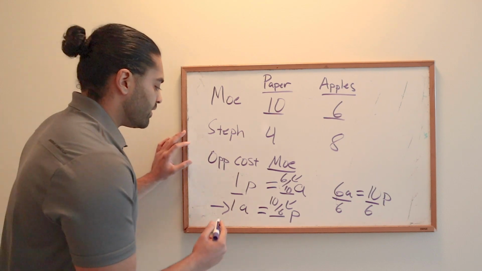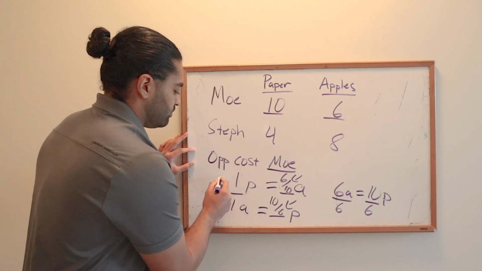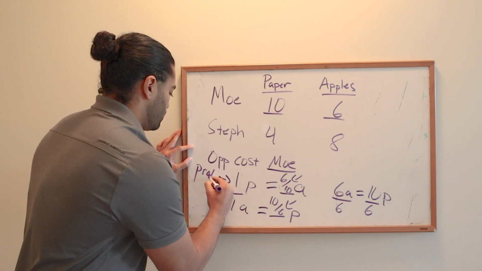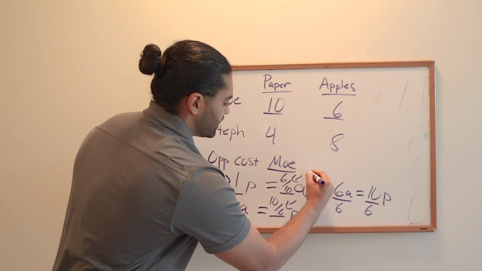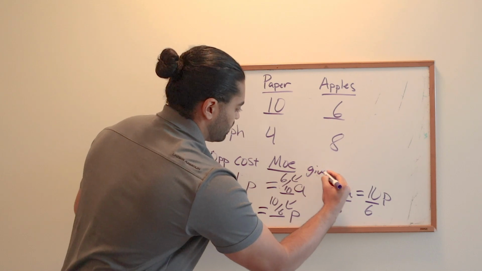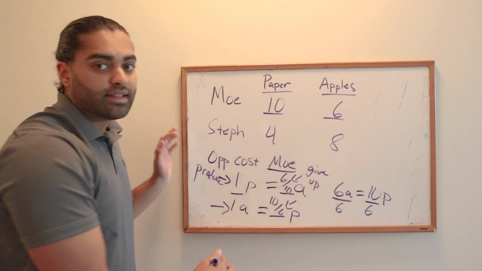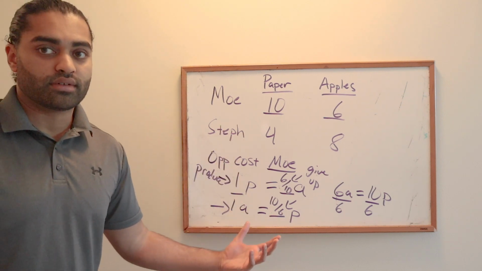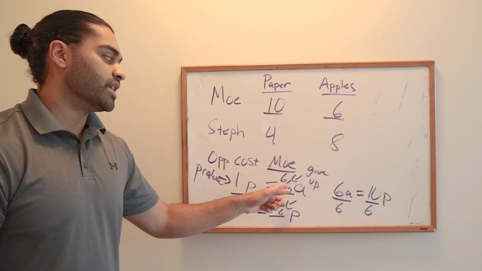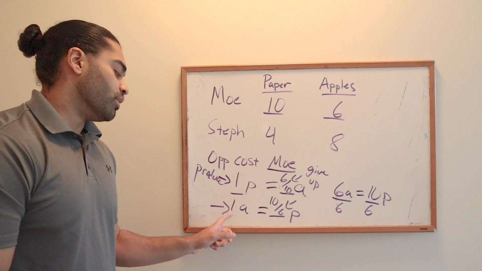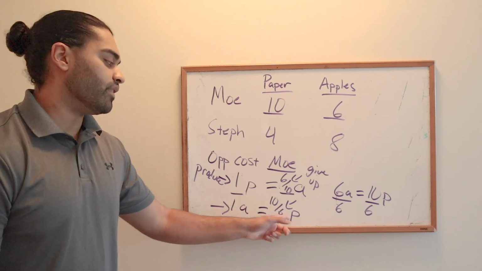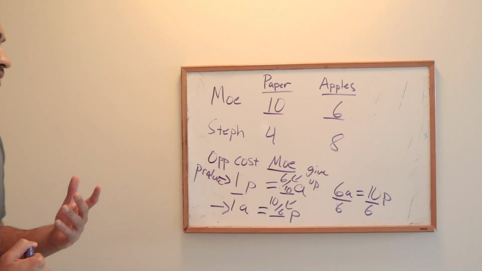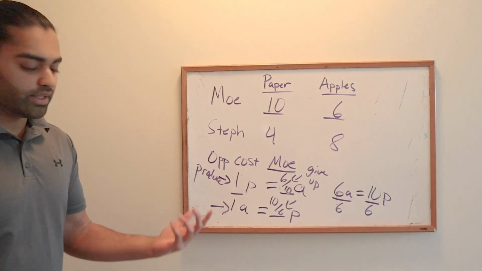So just another reminder, this left-hand side, this is what you produce. This right-hand side, this is what you give up. So this right-hand side, this is your opportunity cost. This left-hand side, this is what you're producing. So to produce one paper, you give up 6/10 of an apple. To produce one apple, you give up 10/6 of a piece of paper. So again, this is just looking at who produces what and so forth.